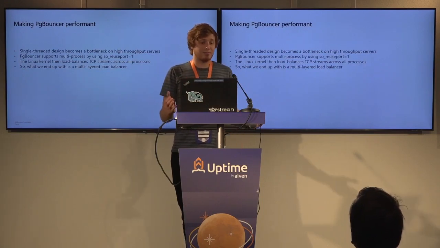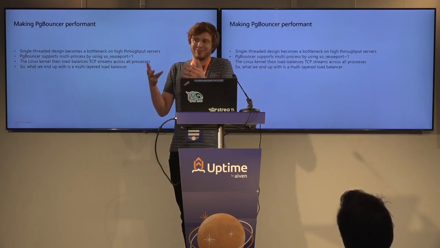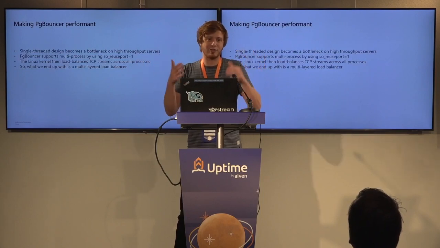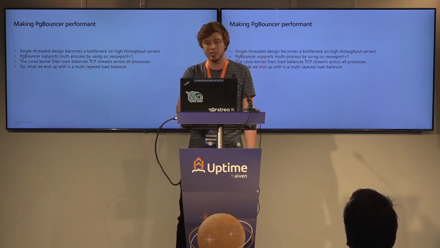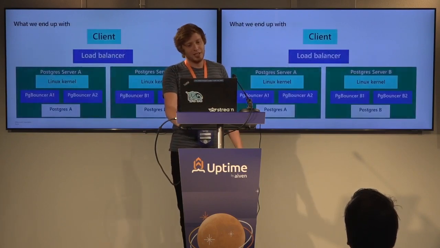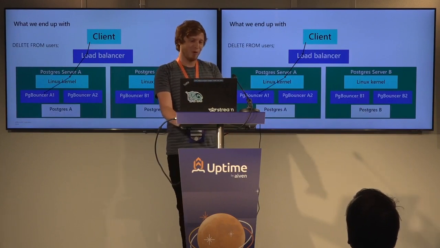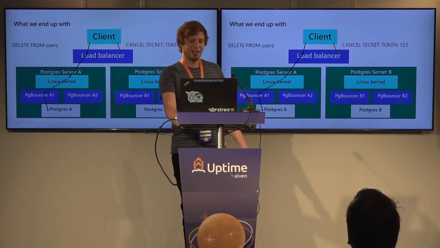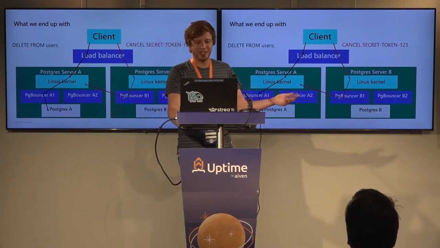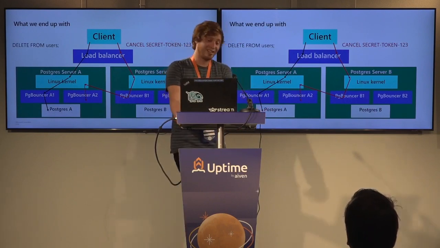So you turn on the setting, and Linux will pretty much be a second load balancer, in essence. It will load balance not across servers, but across PgBouncer processes. And so we end up with a multi-layered load balancer, which looks a bit like this. You delete, it goes to the Linux kernel, it goes to one PgBouncer, and it goes to Postgres. You do cancel, it goes to another server, to PgBouncer there. It's like, I don't know this. I'll go again to the Linux kernel on some other server, and it goes to the wrong PgBouncer.